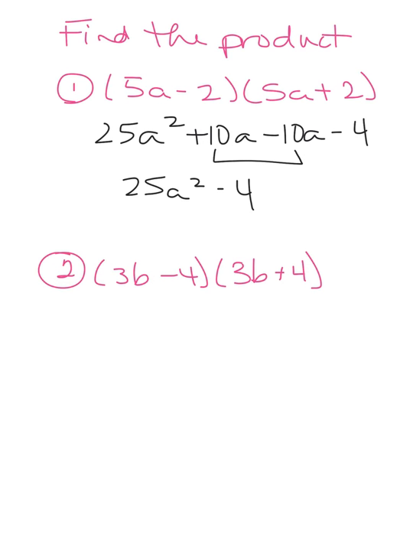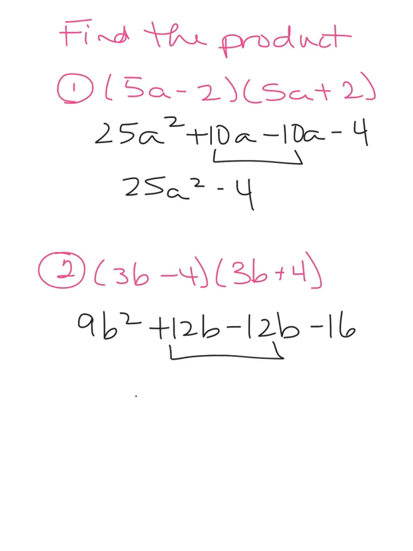Let's look at number 2. Again, same ideas. Let's do FOIL. 3b times 3b gives me 9b squared. My outside term, 3b times 4, gives me positive 12b. My inside term gives me negative 12b. And my last term gives me negative 16. My outside and inside terms zero out, so I'm left with 9b squared minus 16.